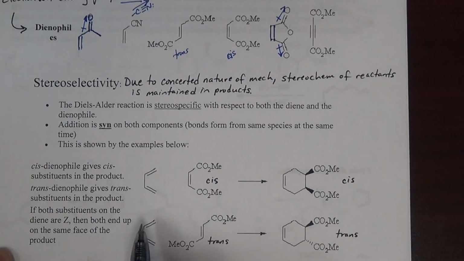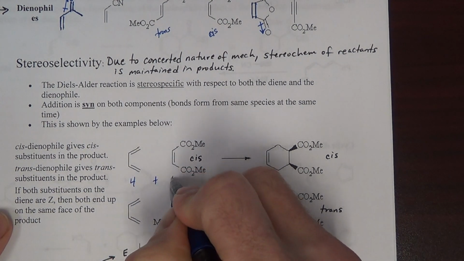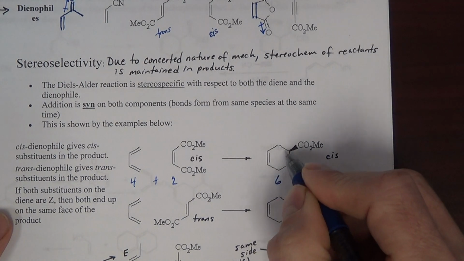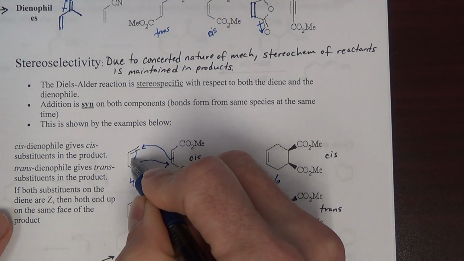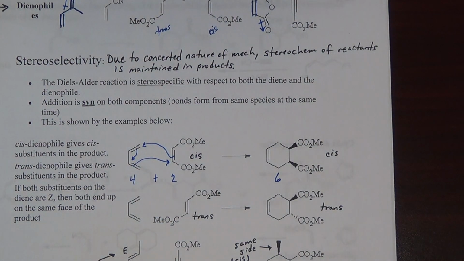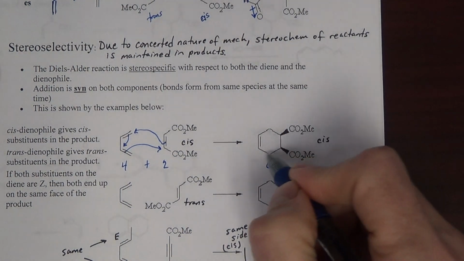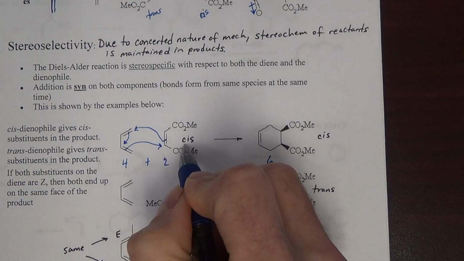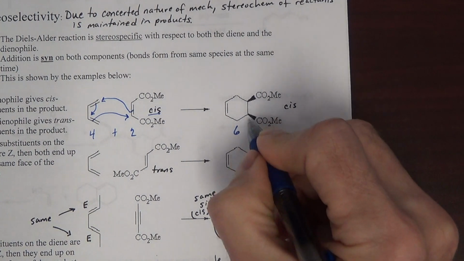For example, if we zip these two together, and this is 4 plus 2, and of course, again, that equals 6. Here's your 6-membered cyclohexene, remember, we make. We can zip these together like this. Here's your product. But we're going to have these two ester groups. Well, they're cis here. And they're going to be cis in the product.